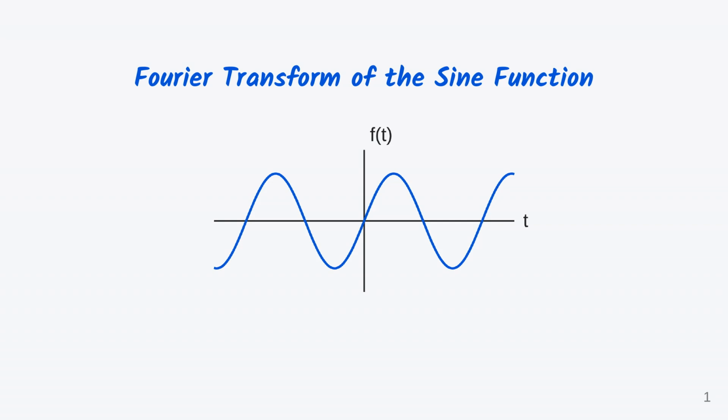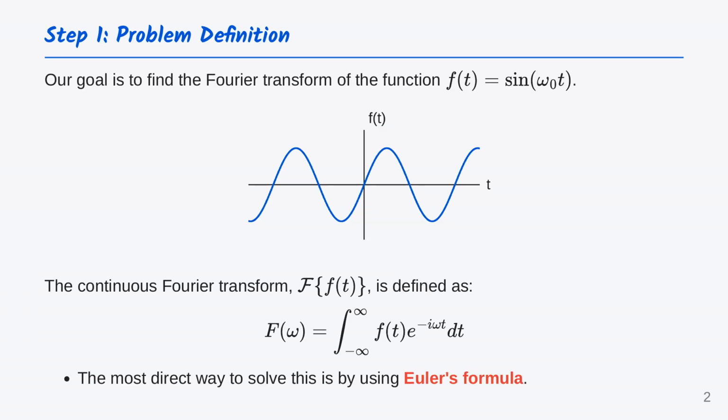Hello everyone, today we are going to dive into a fundamental concept in signal processing, finding the Fourier transform of the sine function. As you can see on the screen, we have a classic sine wave, which is the function we'll be analyzing. Alright, let's start by defining our problem. Our goal is to find the Fourier transform of the function f of t equals sine of omega naught t.